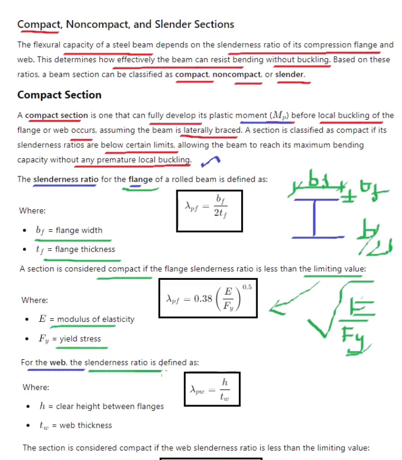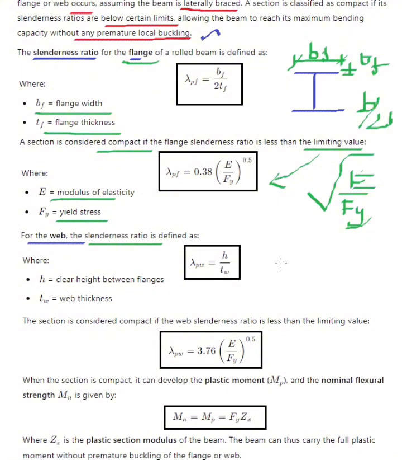For the web, the slenderness ratio is defined as h by tw. H is not the overall height of the beam; it's the clear height between the flanges, and tw is the web thickness. This section is considered compact if the web slenderness ratio is less than its limiting value. We have a limit. If we are within the limit, then this can be considered a compact section. If we go beyond that limit, then it's not a compact section.